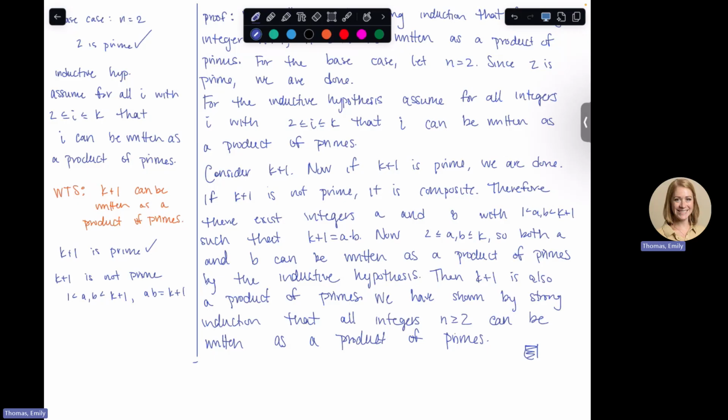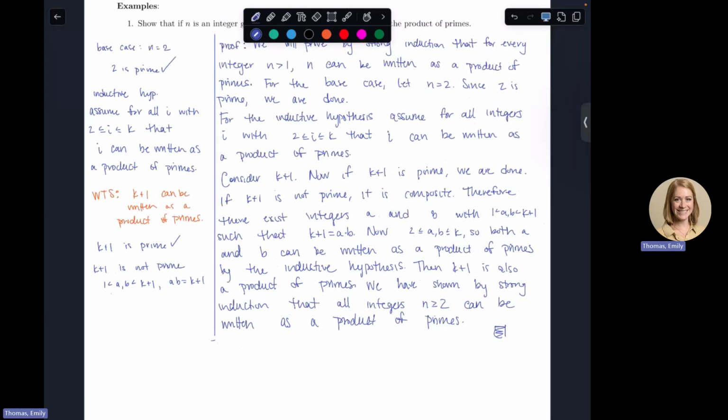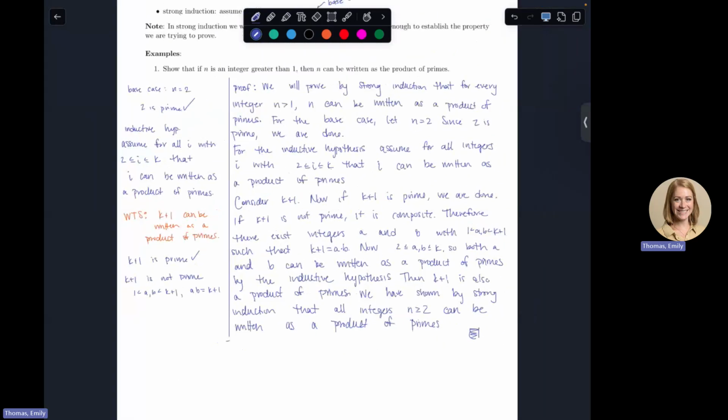We're doing so well. We're going to be good to go. We got time for another one before we go, right? Do you have any questions about this strong induction proof?